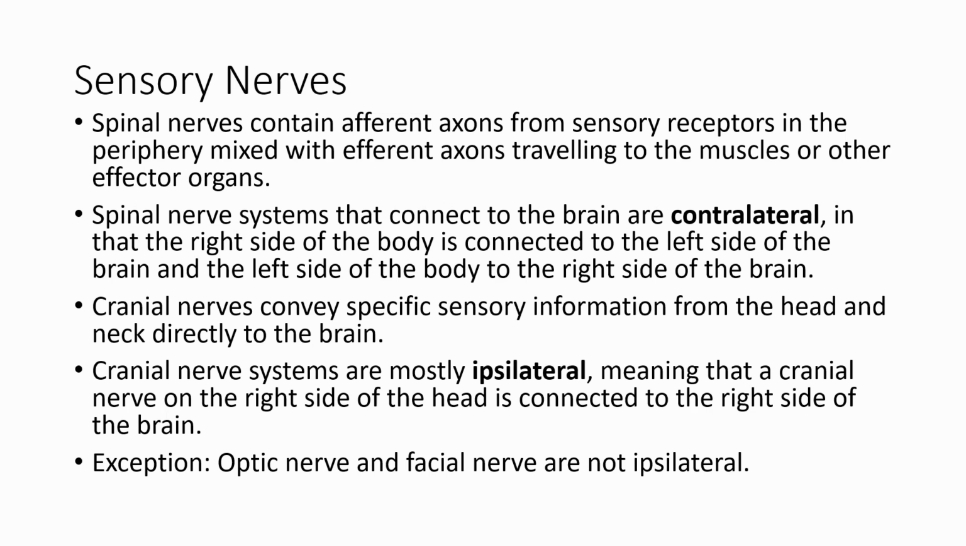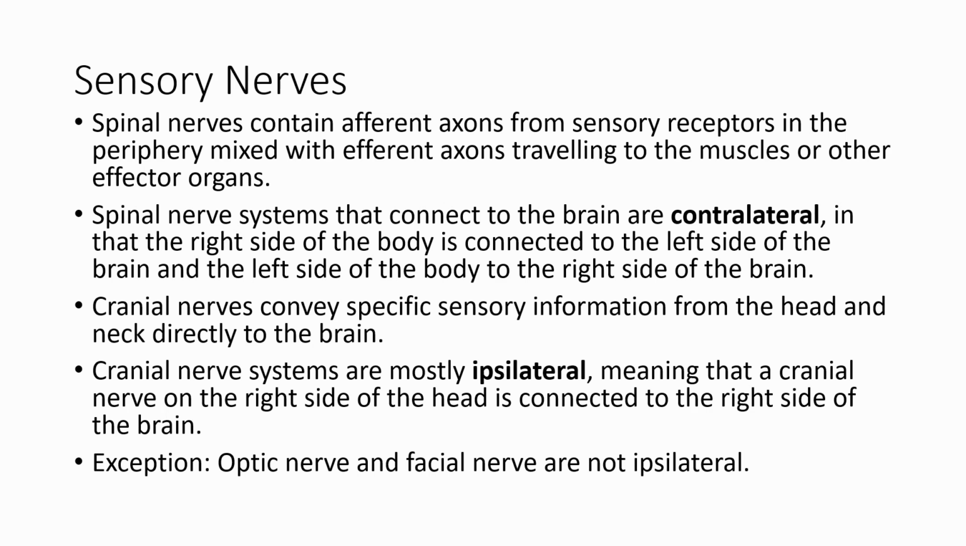So when we're looking at sensory nerves, depending on whether we're looking at spinal or cranial, we're going to have some differences in how they work, or how they wire up with the central nervous system. So spinal nerves have afferent axons. Afferent, we think arriving, so these are going to connect the sensory receptors to the central nervous system, right?